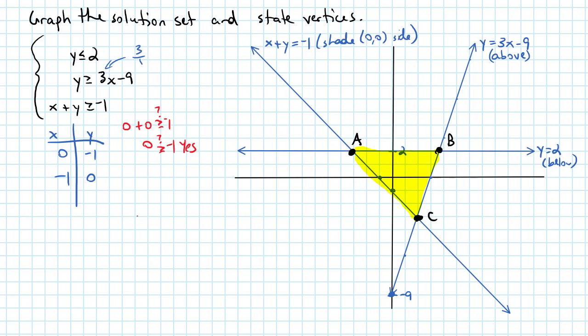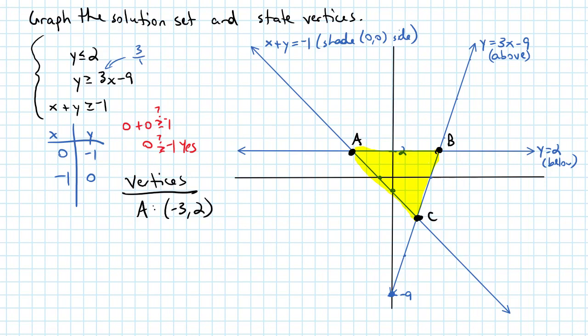For example, we can tell that the ordered pair at A, because both of these graphs cross at the ordered pair -3, 2, is -3, 2. That's a vertex. So let's label these as our vertices. B is not quite as nice. It does not land on a lattice point here, so we're going to have to do some work to find B. But C is pretty good.